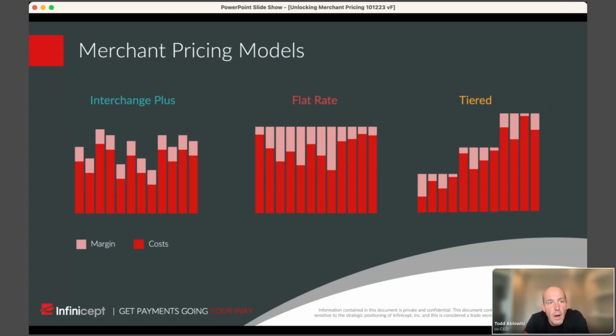So now we're going to go into some different types of pricing models. And this is really just ways to express the pricing to merchants. And all three of them are valid. And these aren't the only ones, but these are the ones we see out there the most.